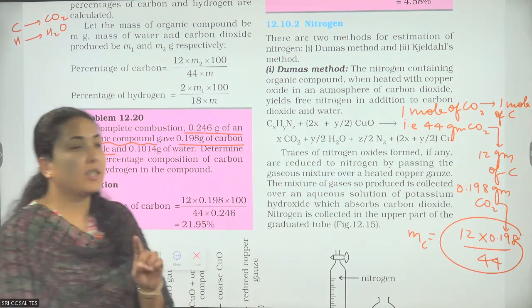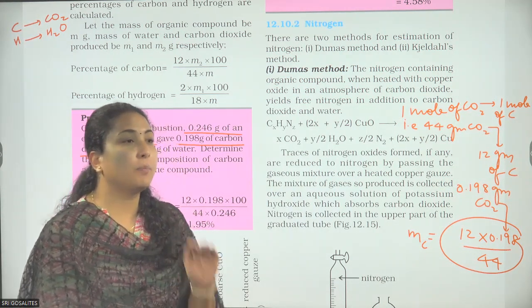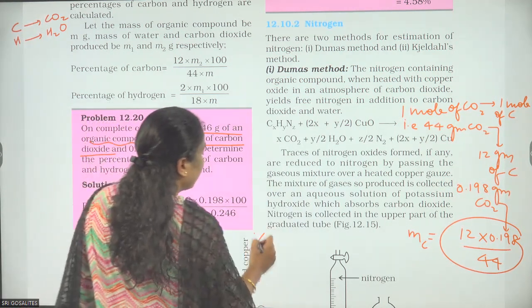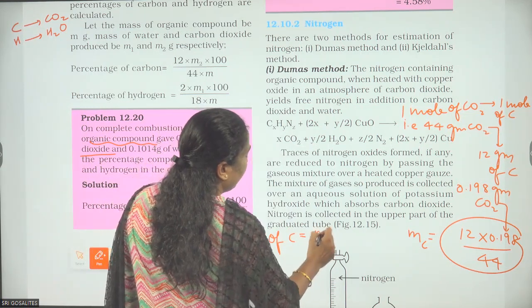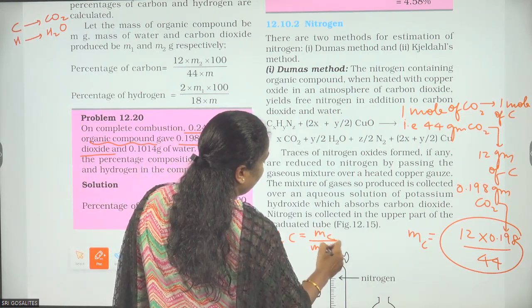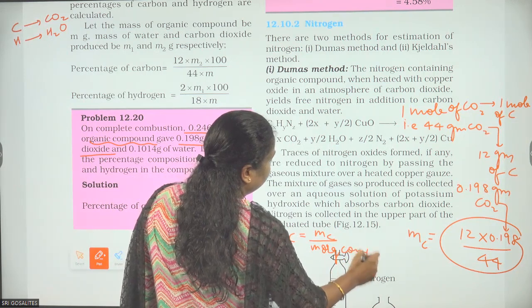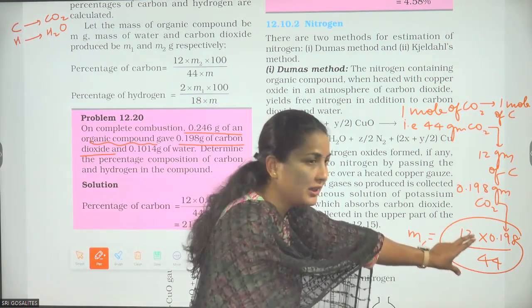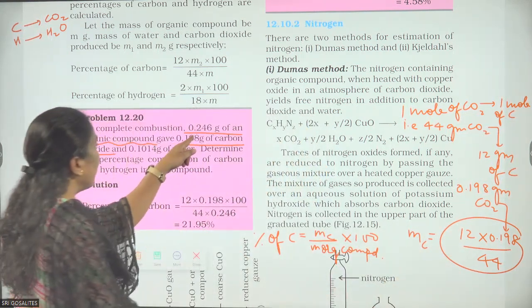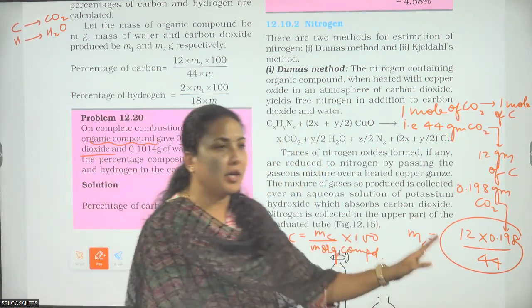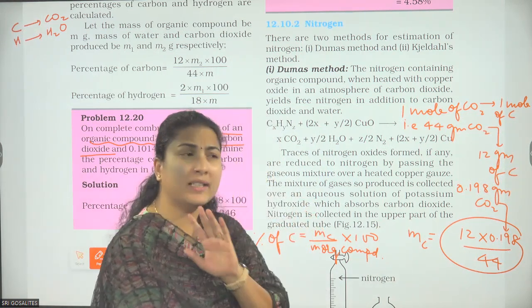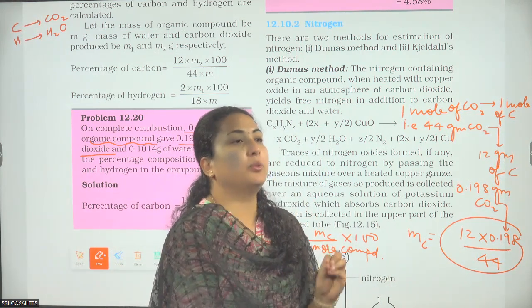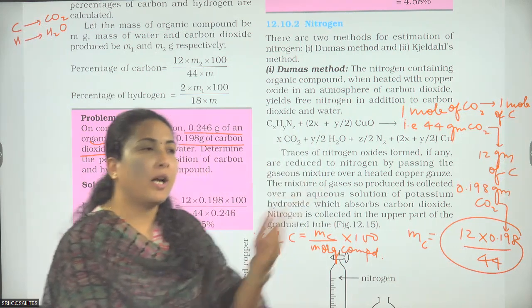Now the examiner will be asking you the percentage of carbon, right? The percentage of carbon will always be given by the mass of the carbon upon the mass of the organic compound into 100. So all you need to do is take this value, divide by the mass given to you, 0.246, into 100, and you'll get the answer. It's very simple. Now you have to apply a similar thing for hydrogen also.